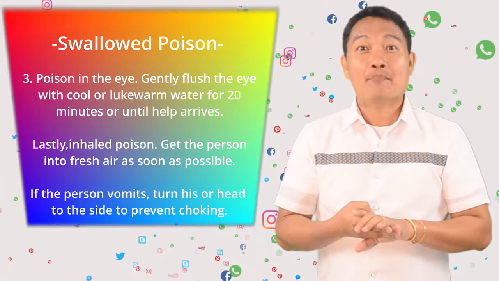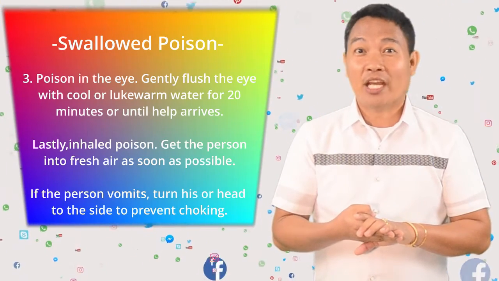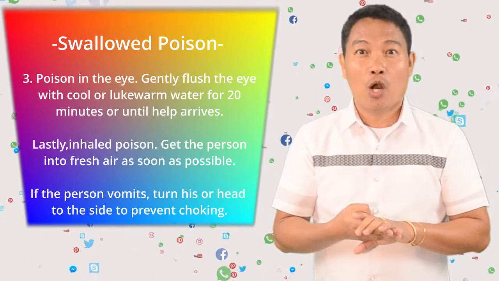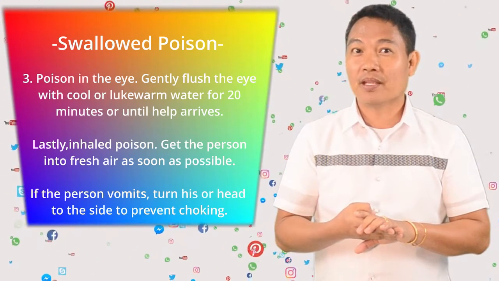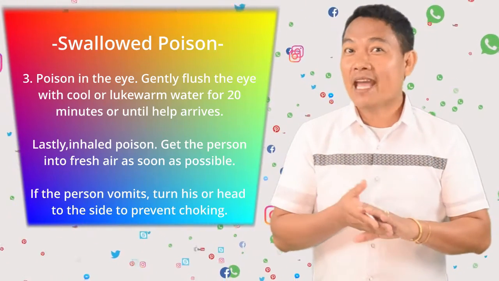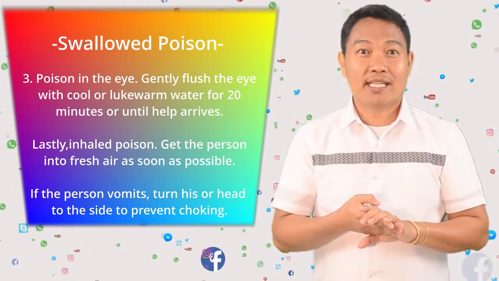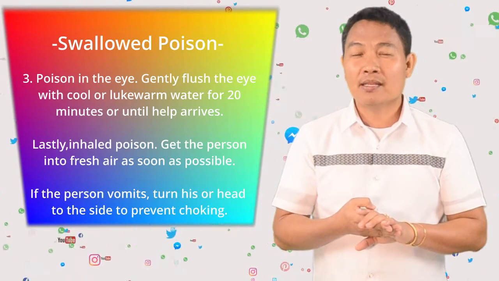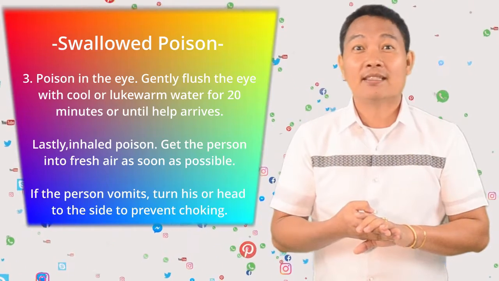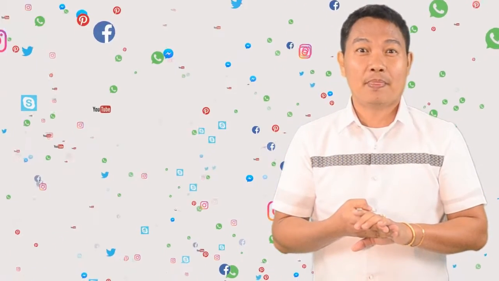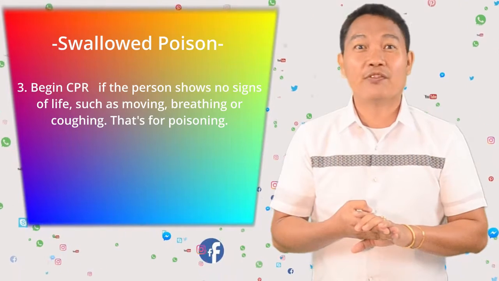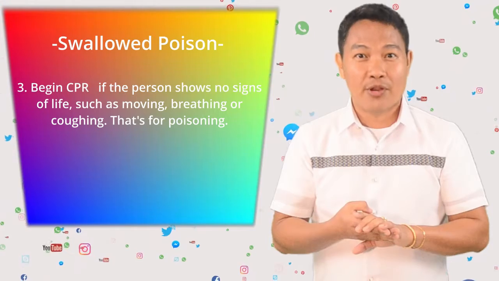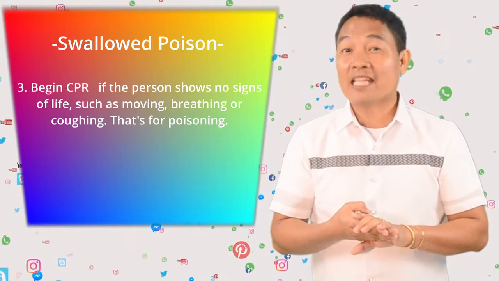Third, poison in the eye. Gently flush the eye with cool or lukewarm water for 20 minutes or until help arrives. Lastly, inhaled poison. Get the person into fresh air as soon as possible. If the person vomits, turn his or her head to the side to prevent choking. Begin CPR if the person shows no signs of life, such as moving, breathing, or coughing. That's for poisoning.